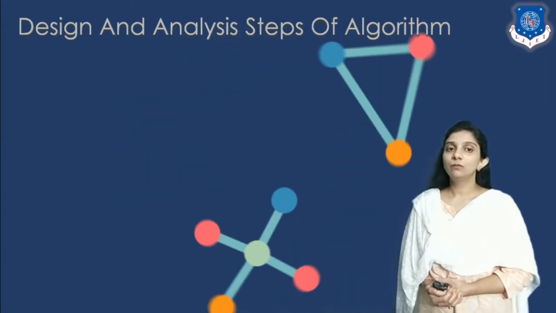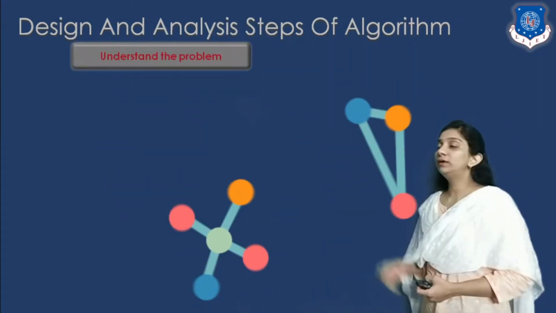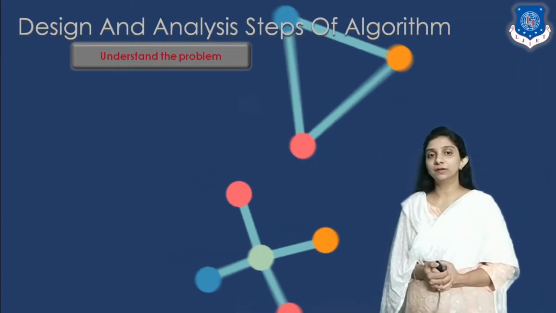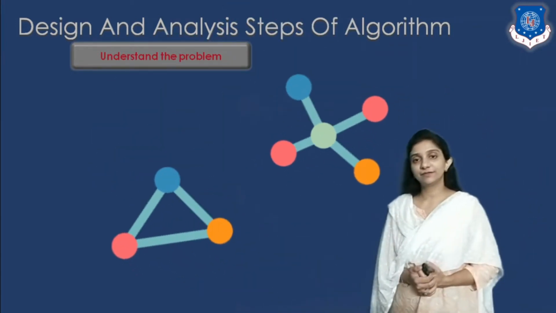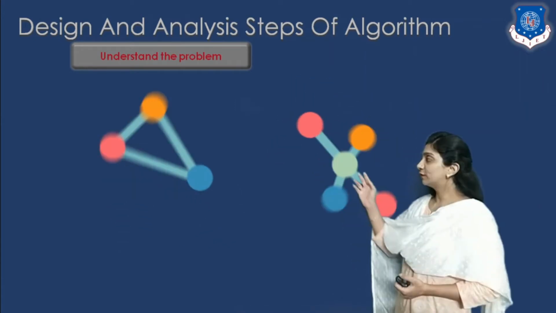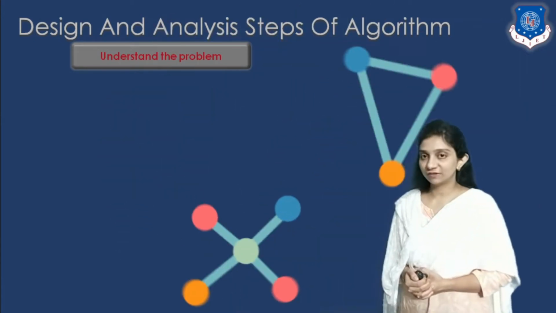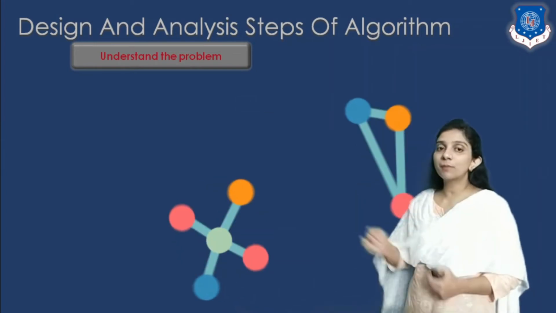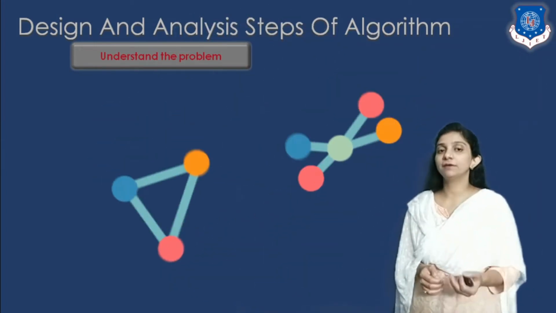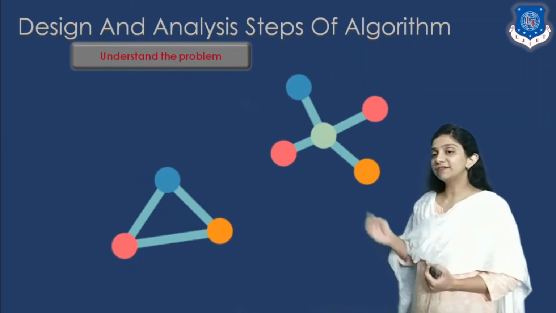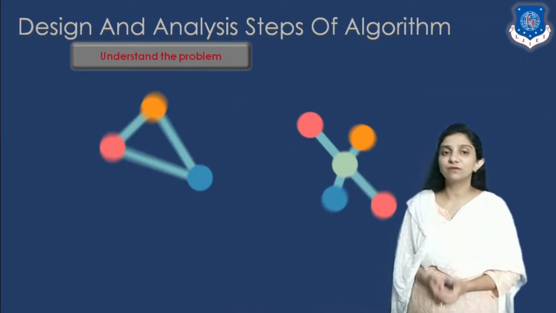Now we will see what are the steps required to design any particular algorithm and how to perform analysis of an algorithm. So the first step in design or analysis is to understand the problem for which we are going to design or analyze an algorithm. So understanding of the problem is the very first step.